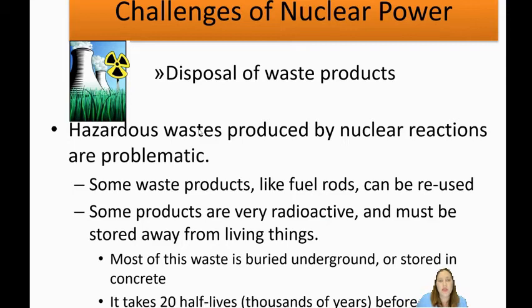So one of the challenges with nuclear power is the disposal of waste products. So you have this hazardous waste, and what are you going to do with that hazardous waste? Are you going to bury it underground? Are you going to put it in the sea? Because you have these fuel rods. Are you going to reuse the fuel rods? But what about the waste that you can't reuse? What are you going to end up doing with it so that the waste doesn't affect living organisms?